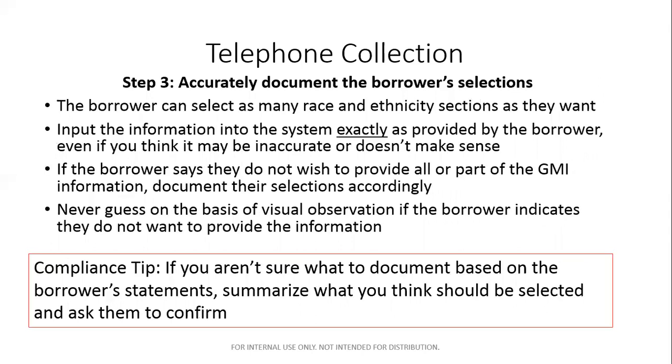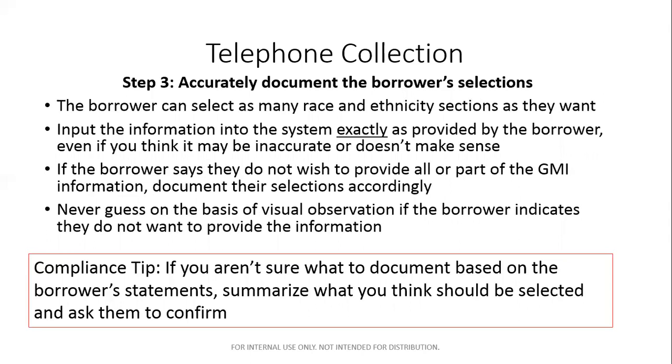The borrower can select as many race and ethnicity selections as they want. Again, they control it. Give them all the information, let them select as much as they want, and input the information in the system exactly as provided by the borrower, even if you think it may be inaccurate or doesn't make sense. So it's, again, not our job to make sense of it. It's simply our job to gather it and enter it exactly as they've given it.